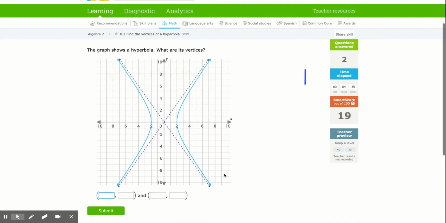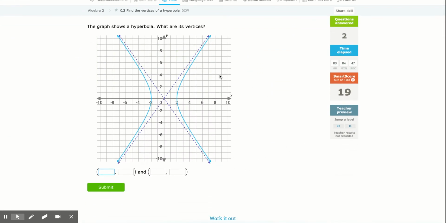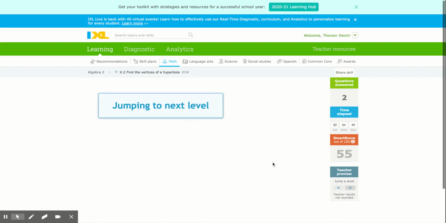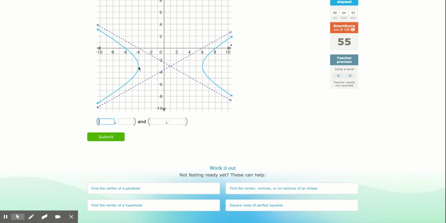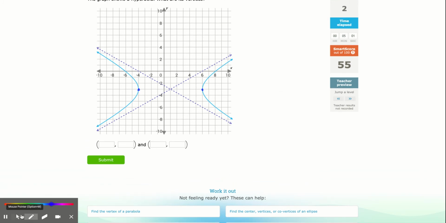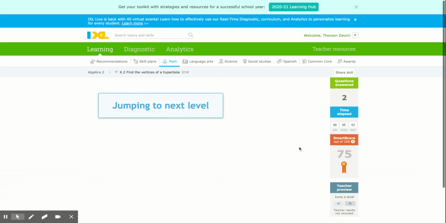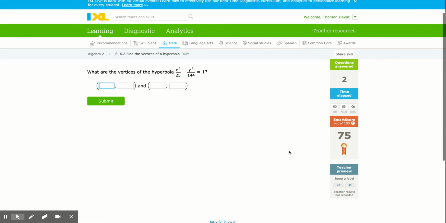So I'm going to now jump ahead because you've seen me do a few of these. And again, the graphical ones are very, very easy to find, right? Here's the one vertex, so you type in that point. Here's the other vertex. So the graphical ones are very easy. It's when we get to the ones that are just equations that you're going to struggle with, like this one.